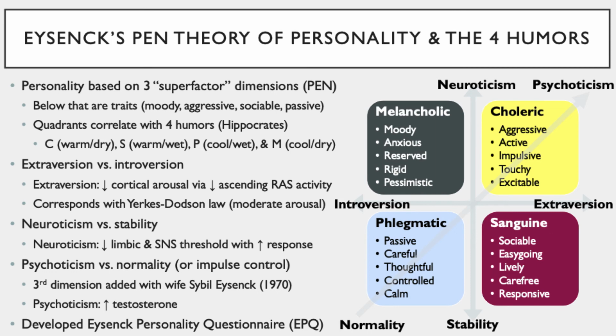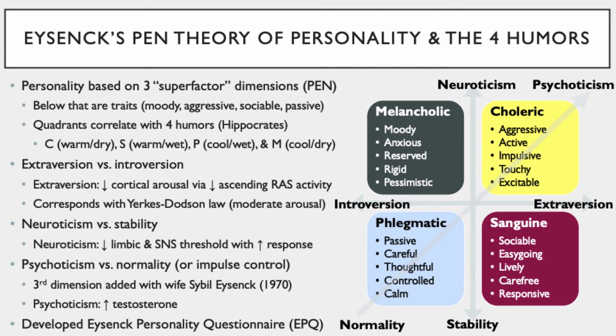His model, which is commonly referred to as the Penn model, or sometimes the 3-factor model, includes 3 superfactors, as he called it. Notably, his original theory only included the E and the N. P was added in conjunction with his wife Sybil Eysenck later on. The original theory created 4 quadrants by intersecting 2 dimensions. Going right to left is extroversion to introversion, and going up to down is neuroticism to emotional stability. As you can see in the chart, this creates 4 quadrants, which include a variety of traits in each.